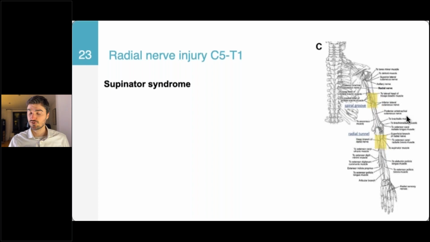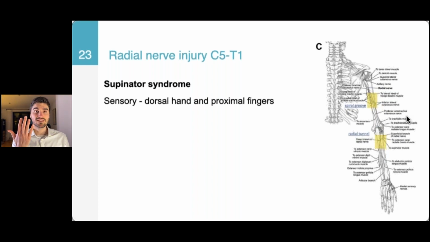So we can either have supinator syndrome where we have weakness and sensory loss. Radial nerve is beautiful because it's basically the back of the hand and not the distal fingers, because that's still median and ulnar, but radial nerve is going to be the back of the hand up to about here. So very simply, the back of my hand is numb. Well, if it's the whole of the hand, that's not going to fit any one nerve root. Really easy, it's going to be radial nerve.